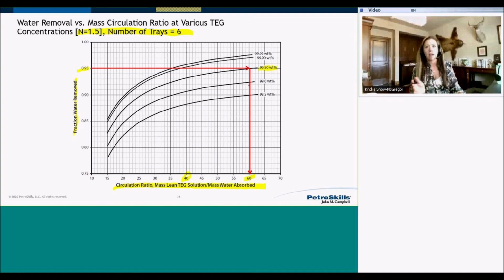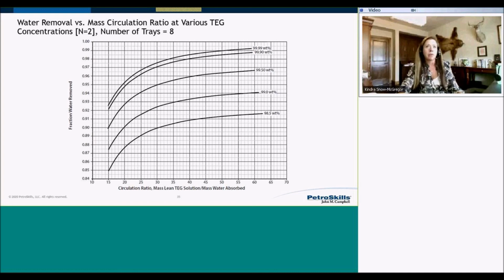The other thing I want to point out is notice when we start moving out at the end of these curves, they become nearly horizontal, all right? Essentially, as you start increasing your circulation rate, you're not getting any additional water removal capacity because that curve is essentially flat. So living out there is not a good place to put in a new plant, all right?